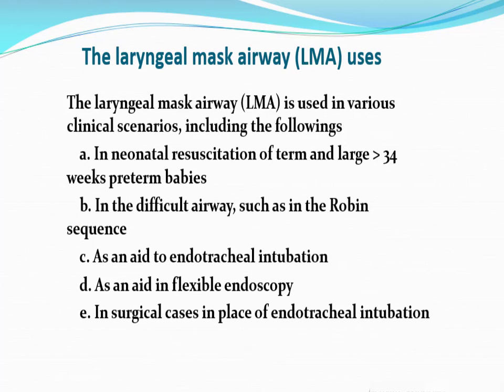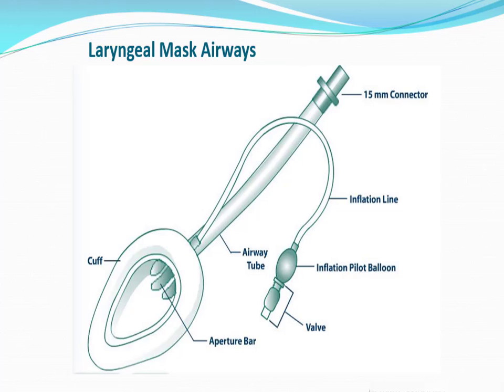The laryngeal mask airway is used in various clinical scenarios, including the following: in neonatal resuscitation of a term baby more than 34 weeks gestation and more than 2 kg, in the difficult airway such as Pierre Robin sequence, as an aid to endotracheal intubation, as an aid in flexible endoscopy, and in surgical cases in place of endotracheal intubation. And this is the laryngeal mask. This is connected to the ambu bag or to other machines as needed. And this is the cuff, which needs to be inflated after applying it over the laryngeal inlet.